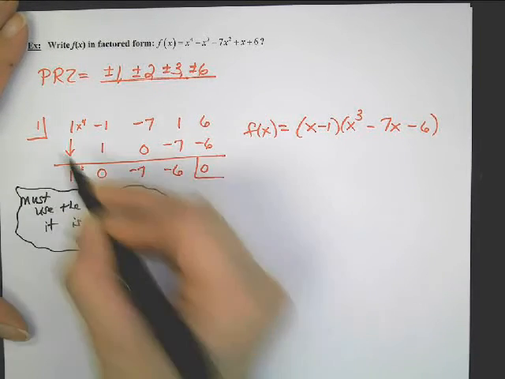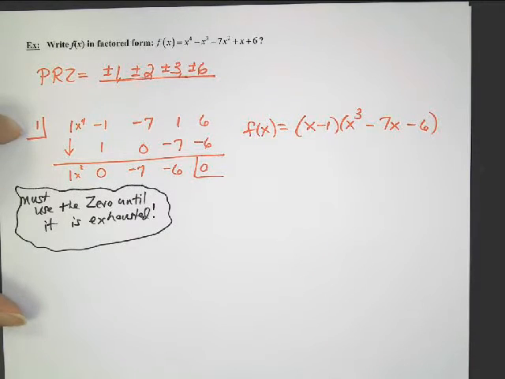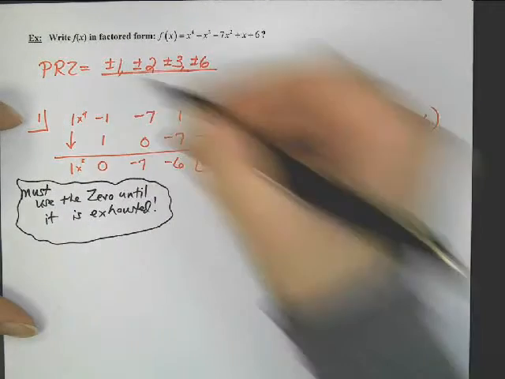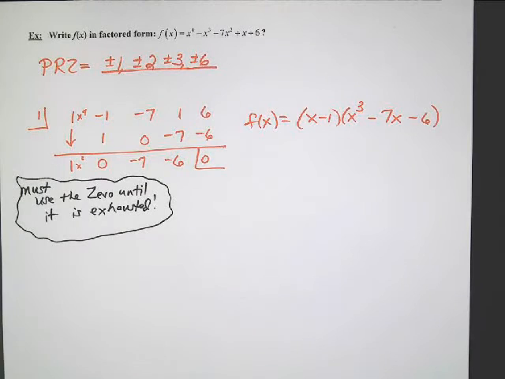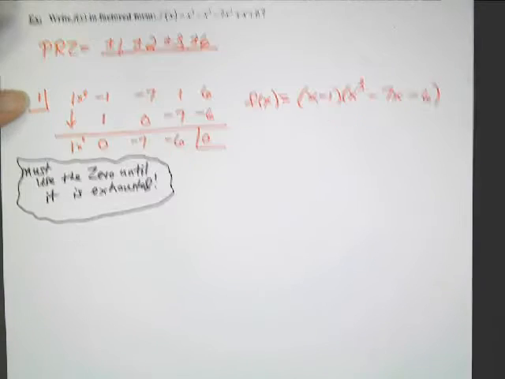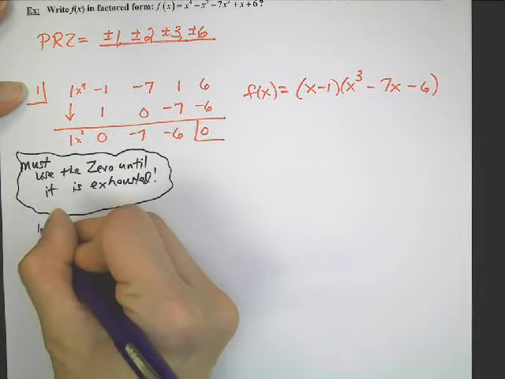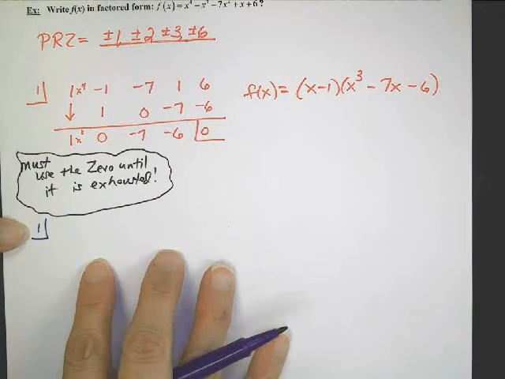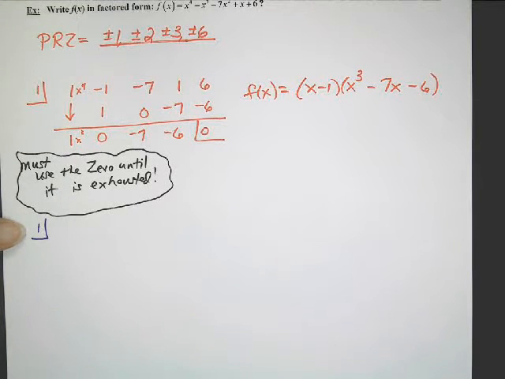Very important note. If 1 worked, it might work again. I cannot cross it off the list as being done. You have to use it until it doesn't work anymore. So if you had a number that worked, you must try it again. If it doesn't work this time, then I'll throw it away.